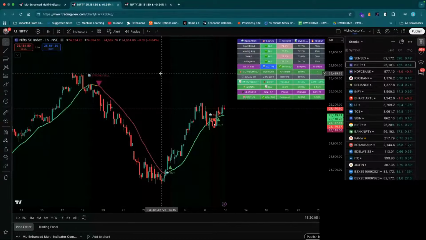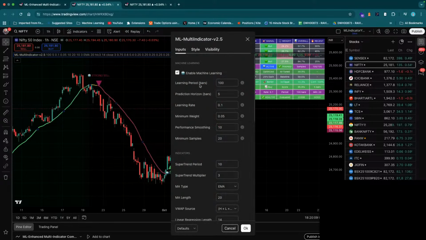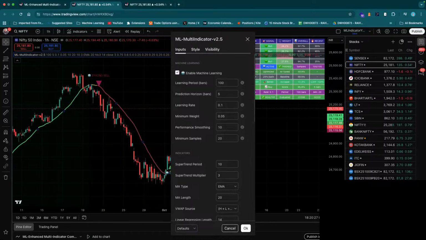All right. So now let me get on to the indicator itself. You have multiple options out here. The first one is definitely we look at, you have multiple things there, right? So you have the learning period. You have a lot of options here. Let me explain each one of them very quickly so that you will understand what to do, what not to do. So the first thing is you have the learning period, which is about 100, it says.